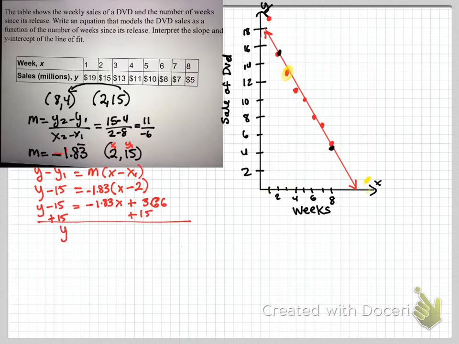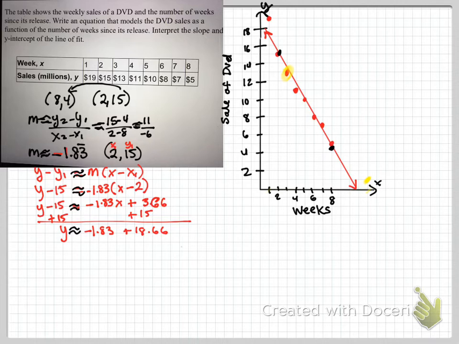And by now, once we put in our real data, we should be using the about-equal sign. Does everybody understand that? I really should have been using it the whole way through. y is about equal to negative 1.83x plus 18.66.